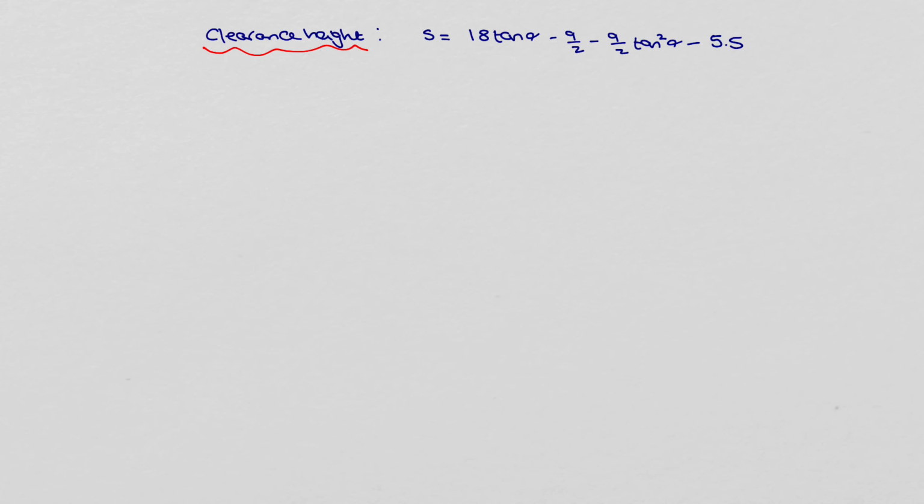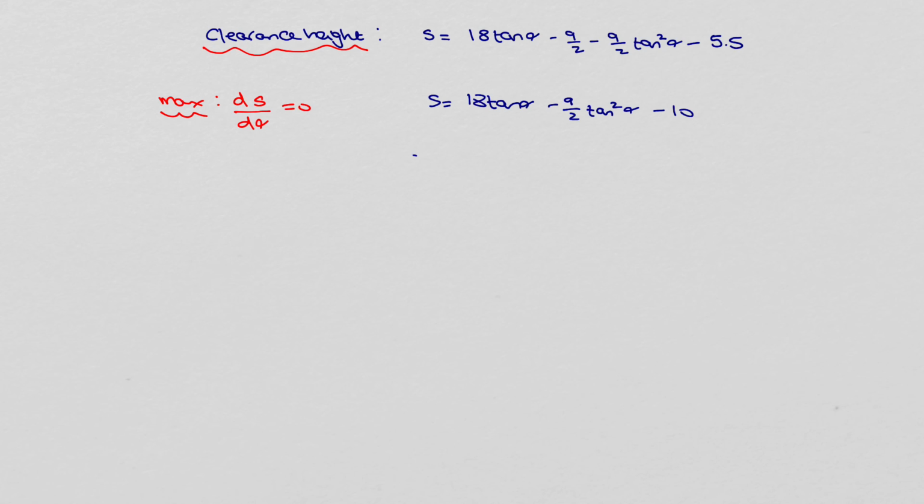So the max is always found in maths by getting our first derivative. In other words, we're going to differentiate S with respect to the angle alpha. And of course, to find the max, we then let that equal to 0. So let me just simplify this first, because I can add the 5.5 and the 9 over 2 there. So that's 18 tan alpha minus 9 over 2 tan squared alpha, that's going to be minus 10.